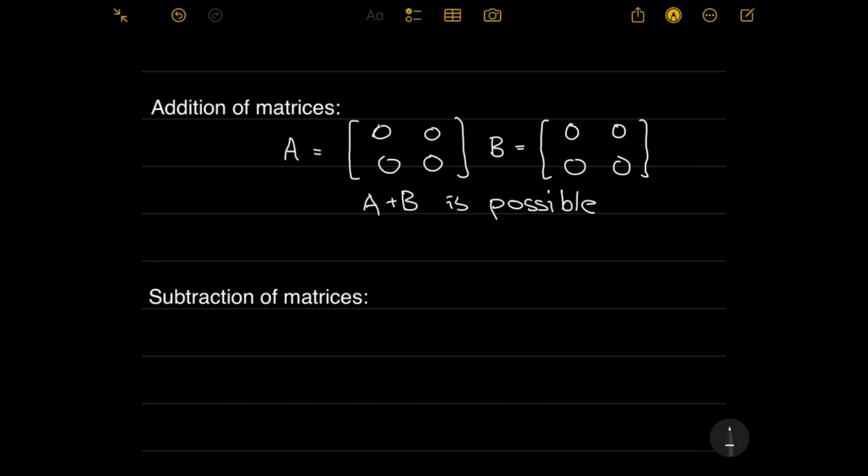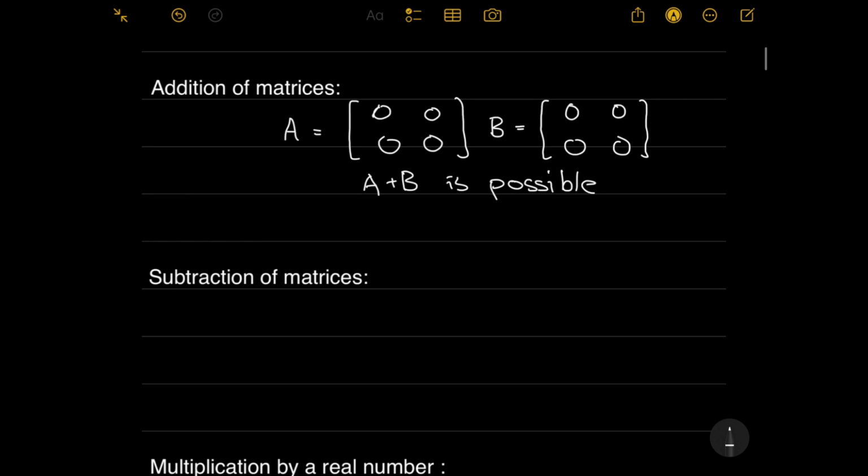But if the orders are not the same, then they cannot be added. For example, if we take a 2 by 3 matrix plus a 2 by 2 matrix, the orders are not the same, so they cannot be added.